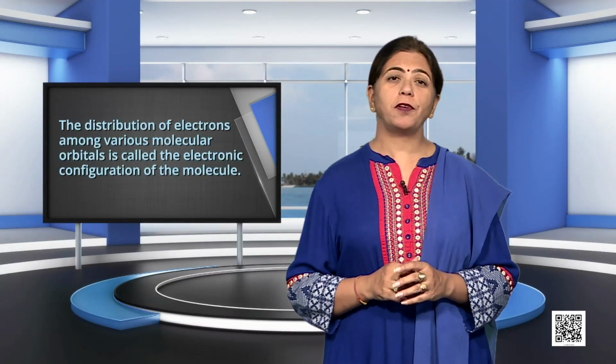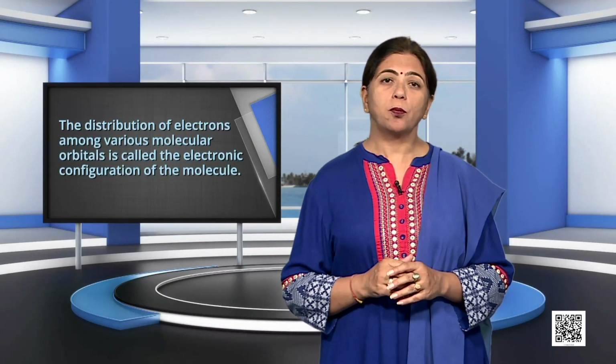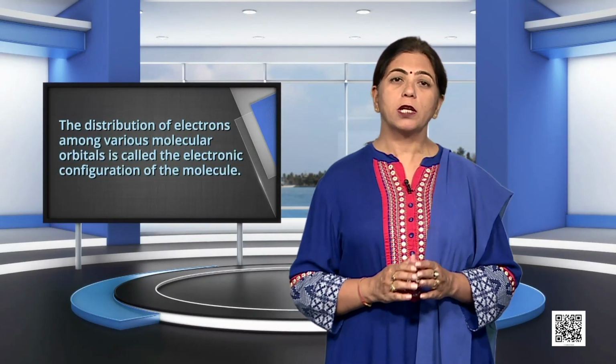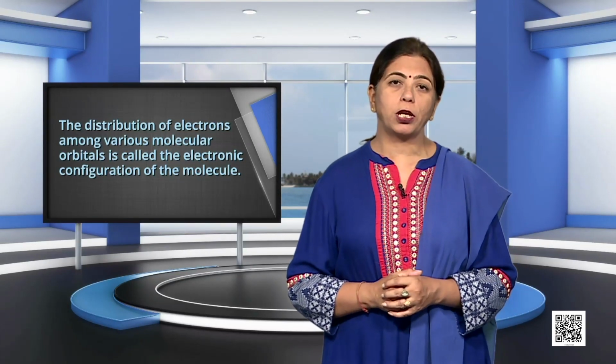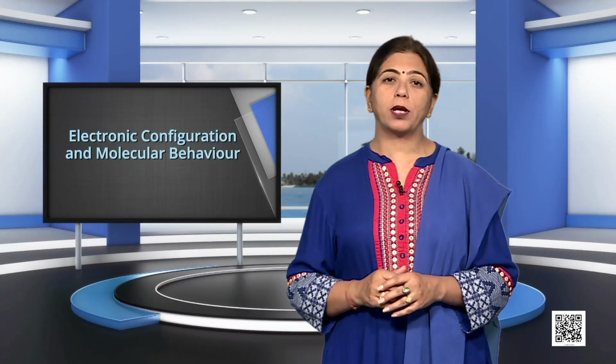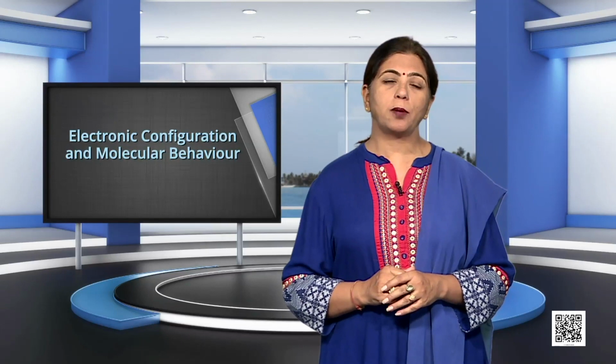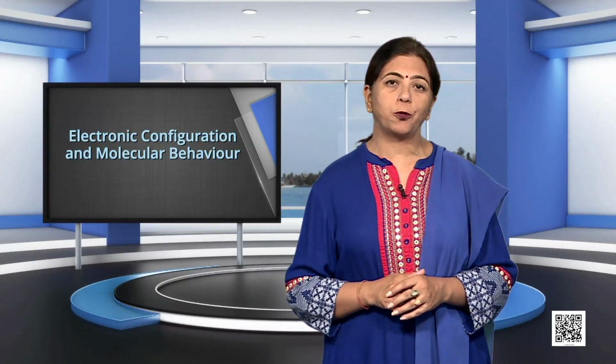The distribution of electrons among various molecular orbitals is called the electronic configuration of the molecule. From the electronic configuration of the molecule, it is possible to get important information about the molecule as discussed below.